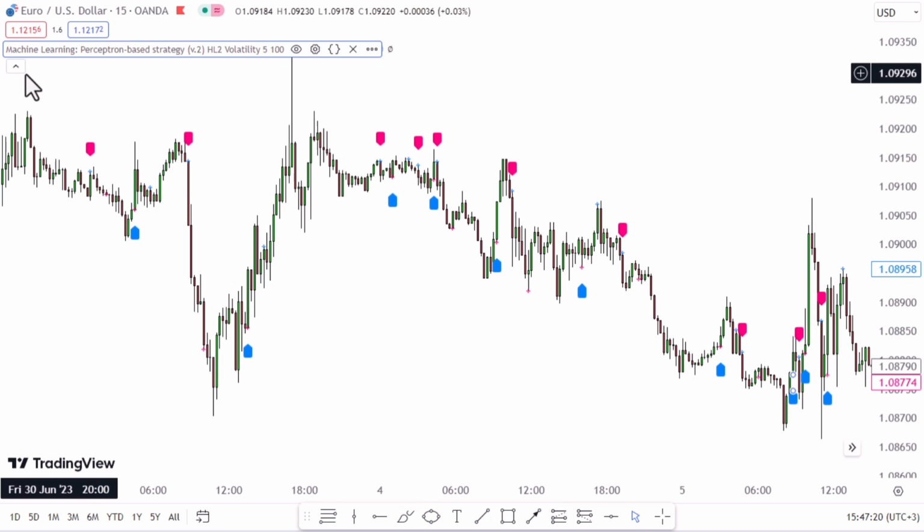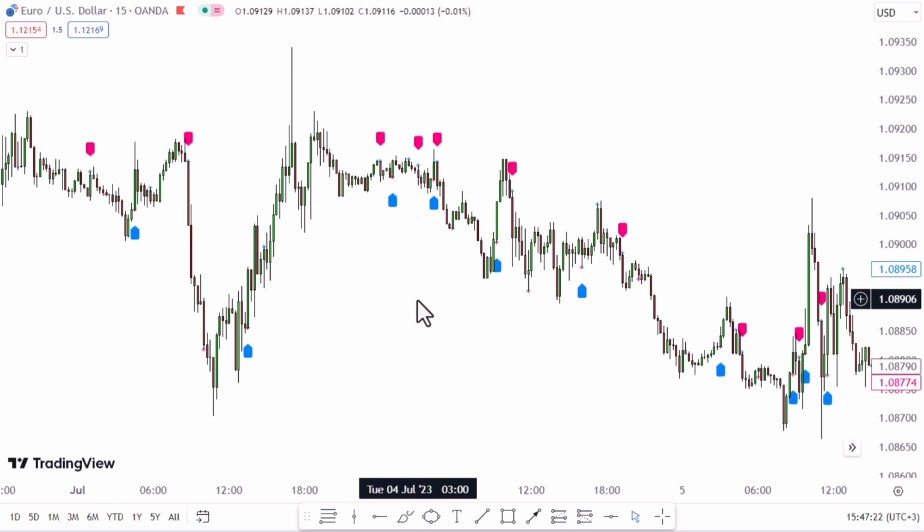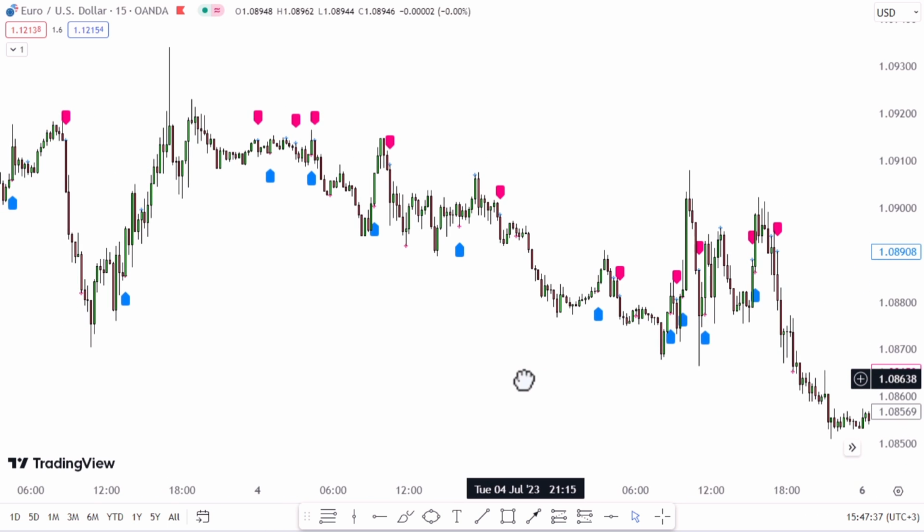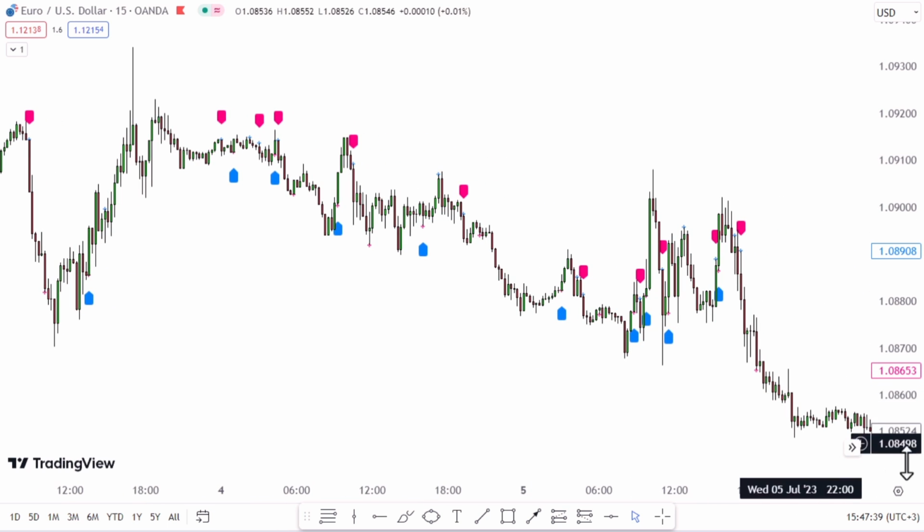Speaking of false signals, it's crucial to understand that they don't necessarily mean the indicator is incorrect. The AI indicator is actually pretty good at identifying turning points in the market. However, it also includes pullbacks and short pauses, which may not be ideal for trading. That's why we need to filter out signals that go against the overall trend.